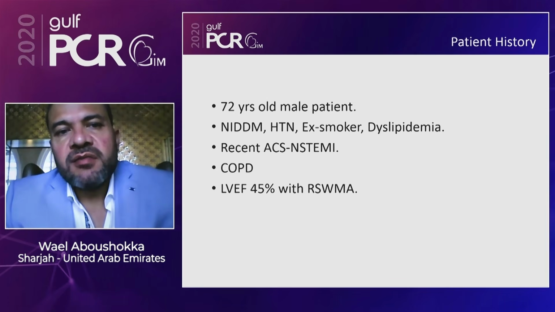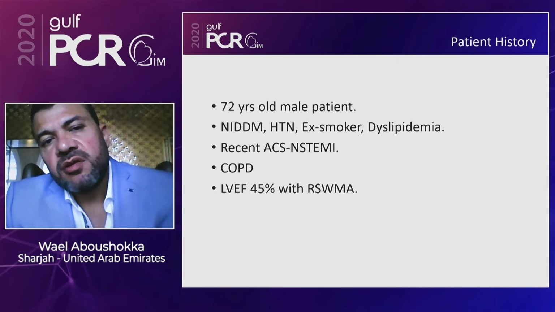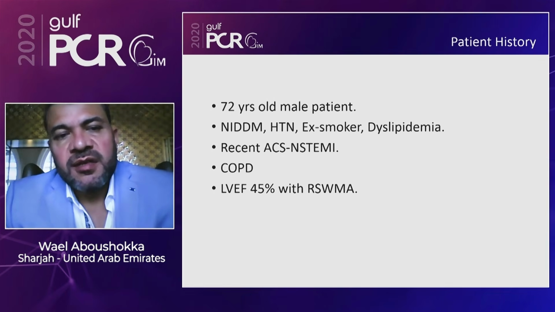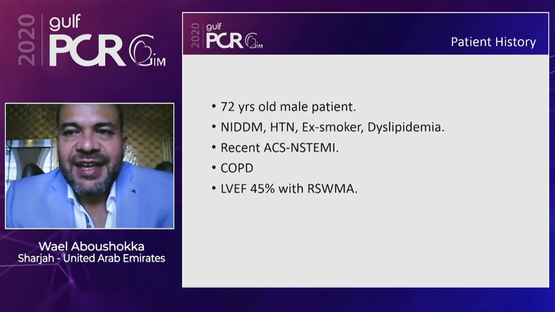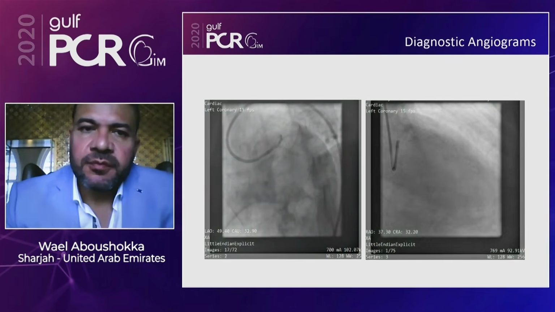Our patient is a 70-year-old patient. He is a non-insulin dependent diabetic, hypertensive, ex-smoker, dyslipidemic. He presented with acute coronary syndrome and non-ST elevation MI. He is a known case of COPD, and his echo showed left ventricular ejection fraction of 45% and positive resting segmental wall motion abnormality with no significant valvular lesions.